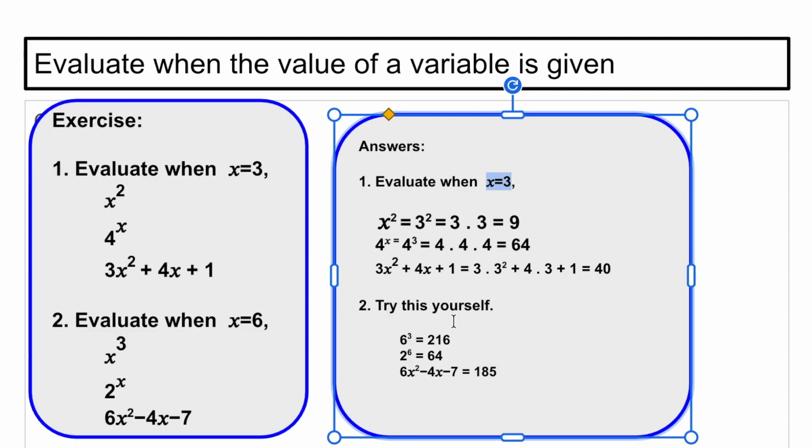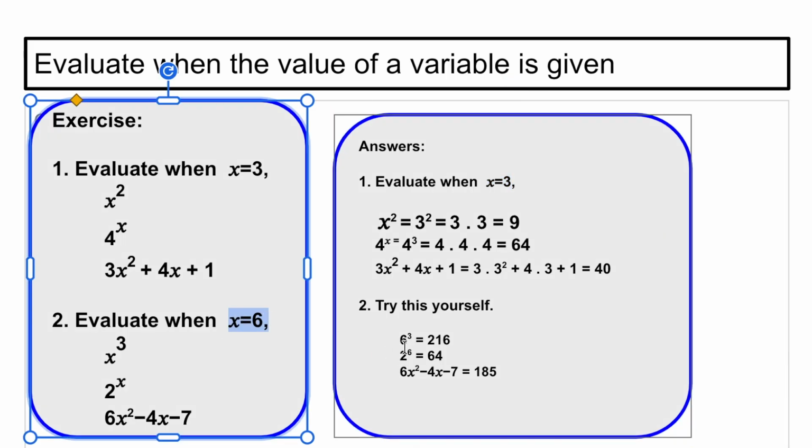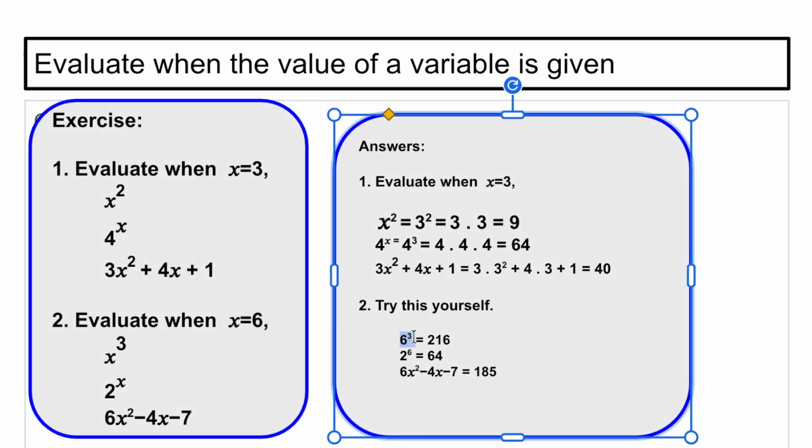And here the condition is x equal to 6. In this case, x is 6. So what is this? 6 raised to the power 3. 6 6s are 36, 6 6s are 216. That's how it is. Take this one, 2 raised to the power 6. 2 2s are 4, 4 2s are 8, 8 2s are 16, 16 2s are 32, 32 2s are 64. That's how you get this.